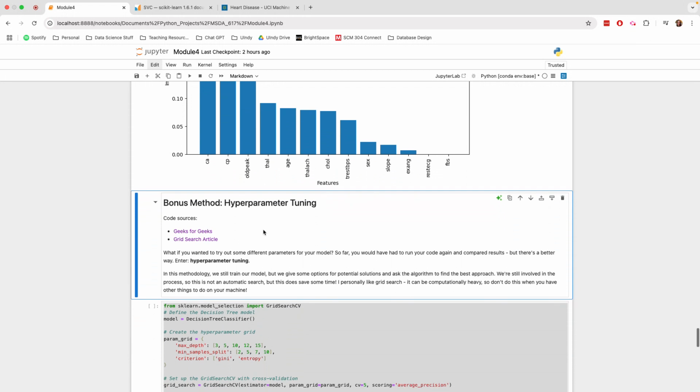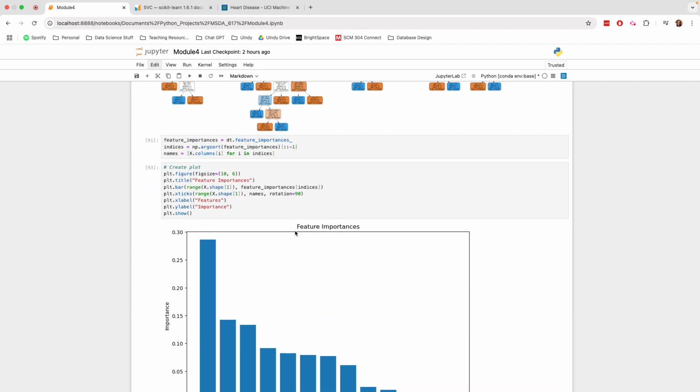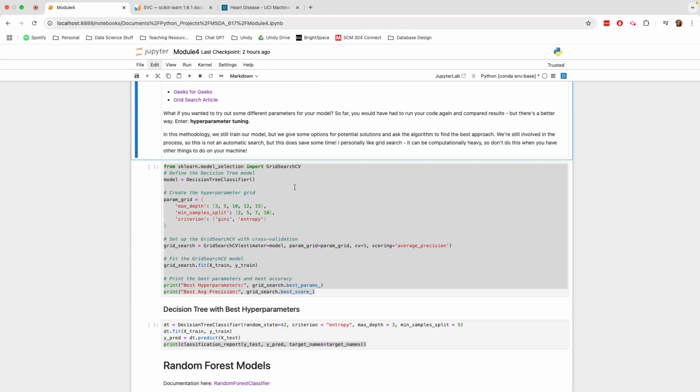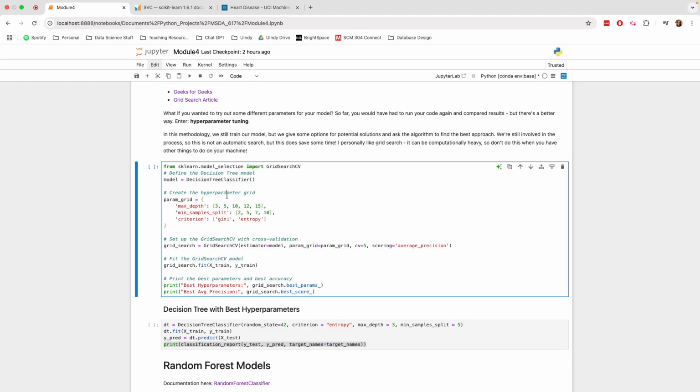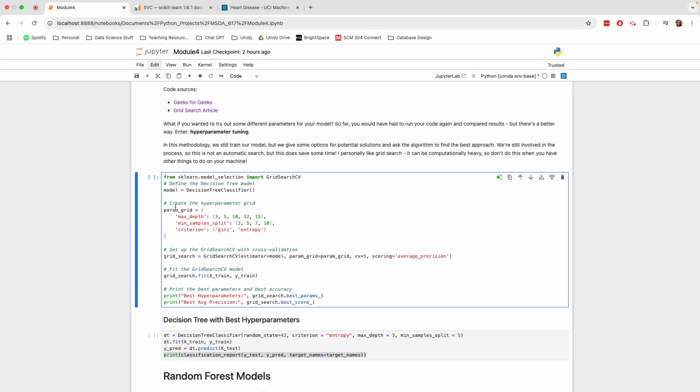A little bonus feature for you is hyperparameter tuning. So far, we've been doing this very manually and just saying, okay, what if we try this? What if we try this? There's actually some really cool methods to try a lot of parameters at once, and that's hyperparameter tuning. My favorite one, just again, for me, is grid search, because I like saying, hey, try these 15 things and tell me which one has the best accuracy or the average precision.